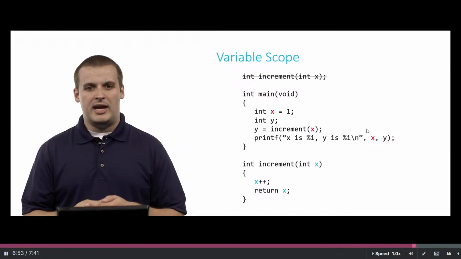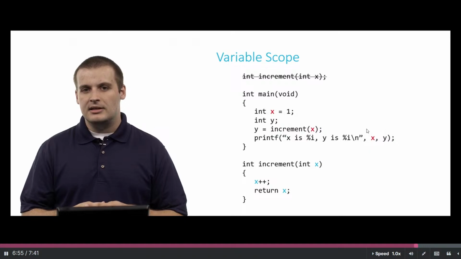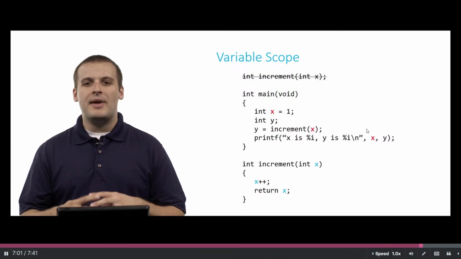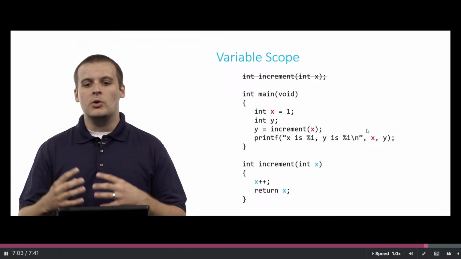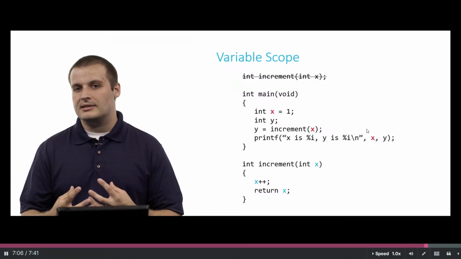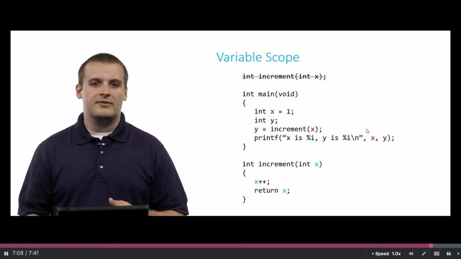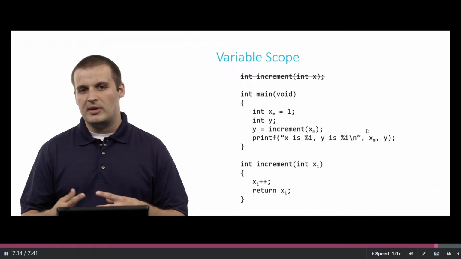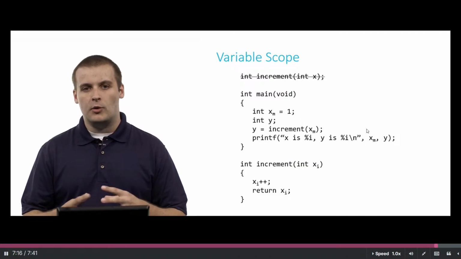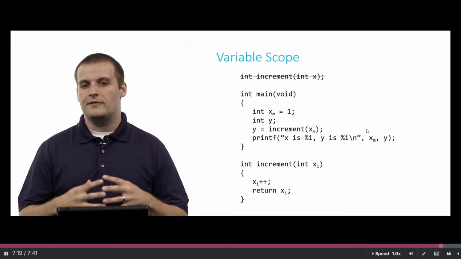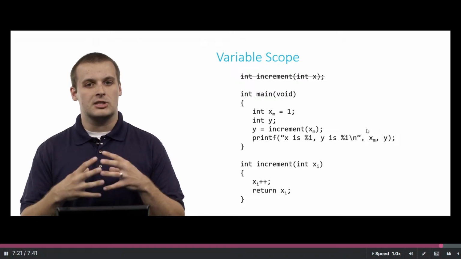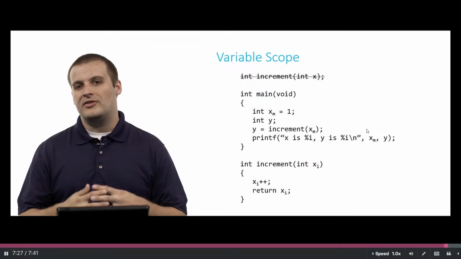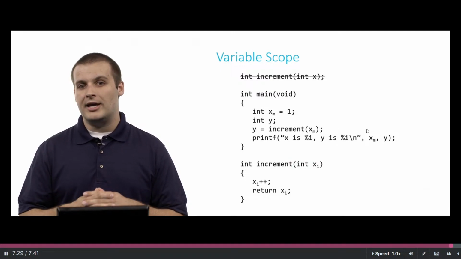Notice in that third line of main, y equals increment x, that increment is not being passed main's x, or the red x. It's getting passed a copy of it, and it's only going to work with that copy of it, the blue x. If you're mathematically inclined, you might have instead thought of this as x sub m for main and x sub i for increment, but it's the same idea. X sub m, or the red x's in the previous slide, are the instances of x that are local to main, and x sub i, or the blue variables on the previous slide, are the instances of x that are local to increment.